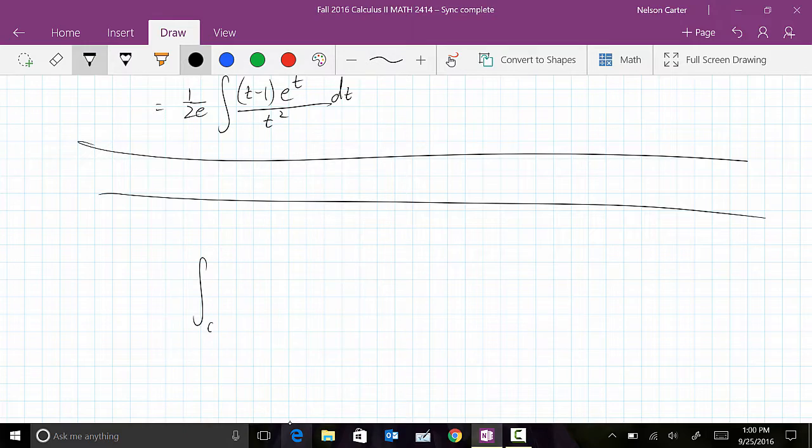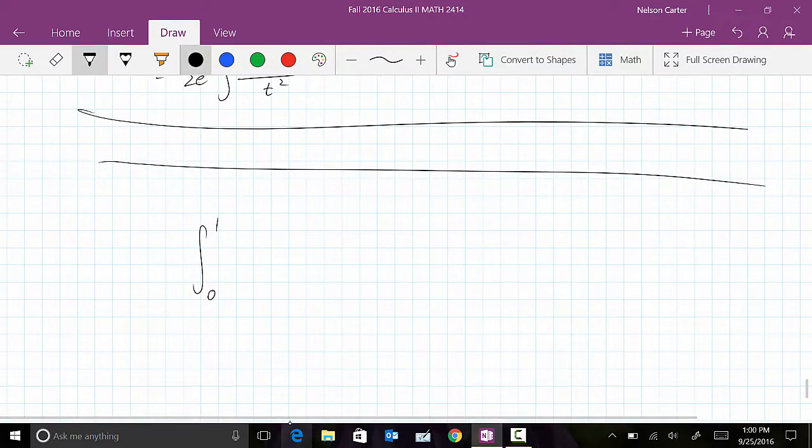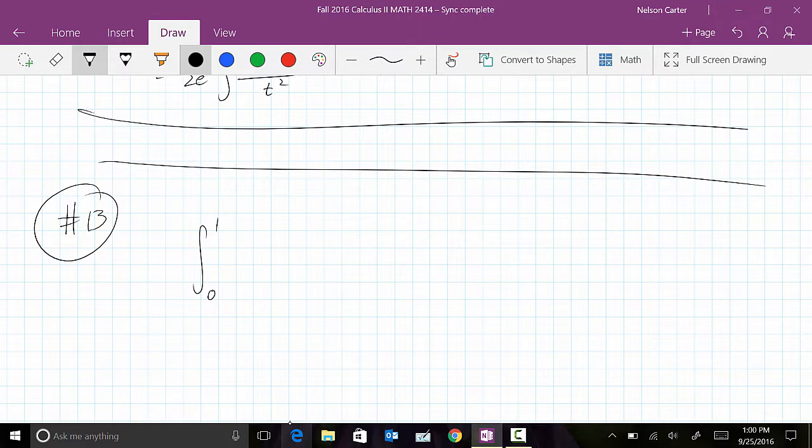So let's evaluate the integral from 0 to 1. I guess this is number 12, so this will be lucky number 13. That'll be the last one for this video, okay? And this is going to be the integral from 0 to 1 of the arc sine of x dx. So we're going to do this by parts.